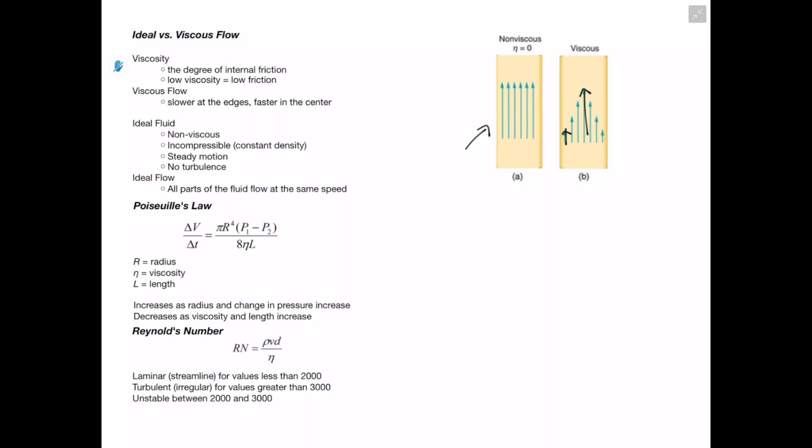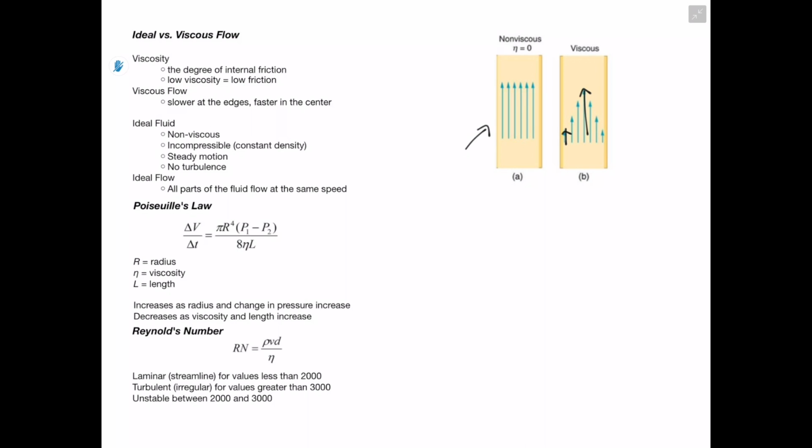And we see over here with Poiseuille's law, our flow rate is basically going to increase as our radius and our change in pressure increase, and it's going to decrease as our viscosity and our length increase, which makes sense because the longer our pipe is, the longer it's going to take for that flow rate to get through, and as our viscosity increases, our friction is going to increase, slowing down the fluid.